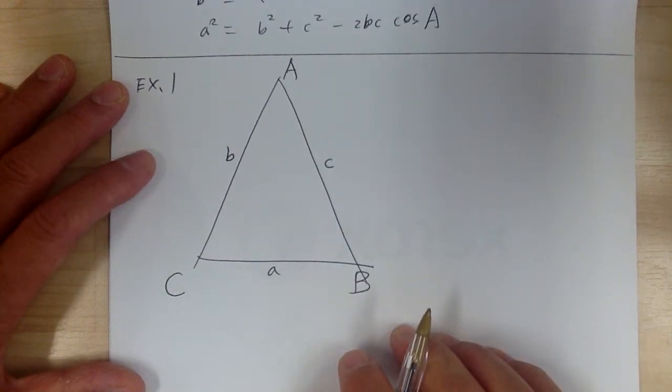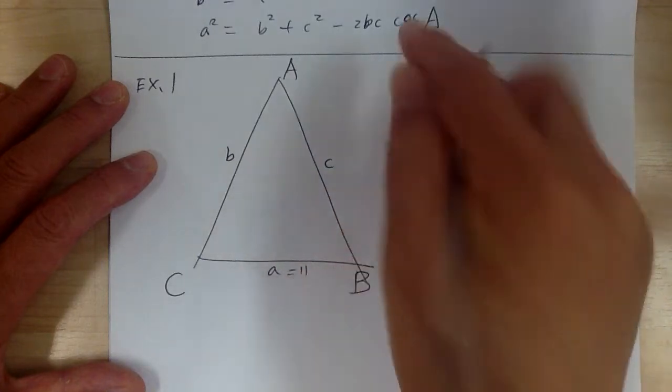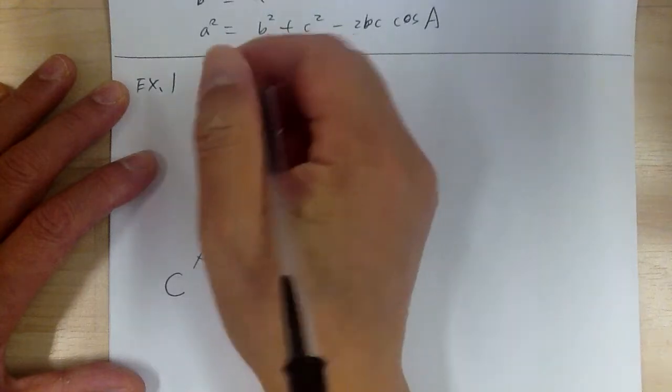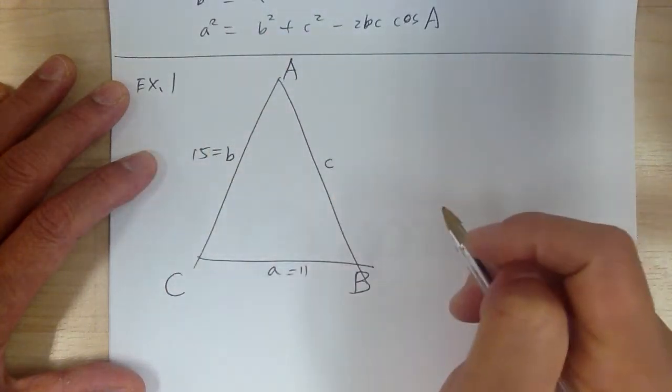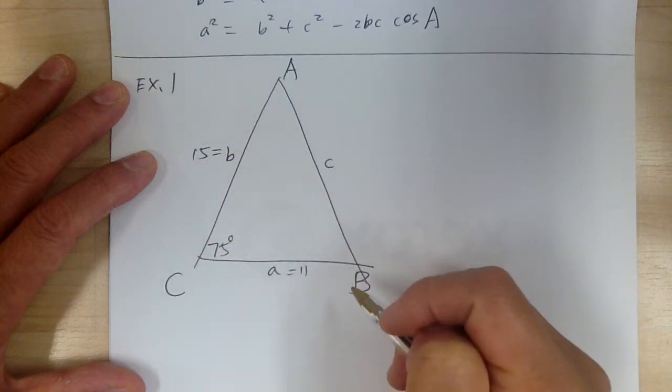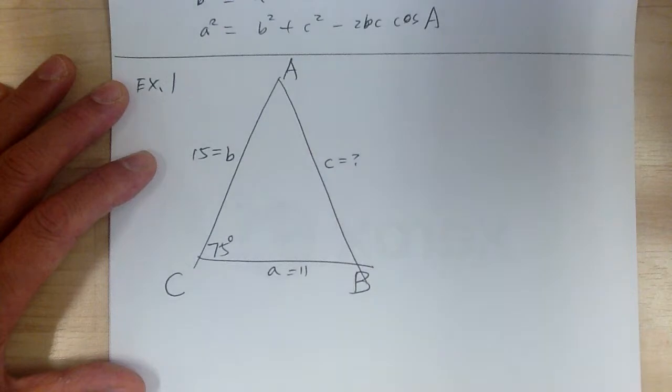So it tells you in triangle ABC, a is equal to 11. Again, draw your triangle big, so you got room to label all the stuff. b equal to 15. And angle C equal to 75 degrees. And you want to find the c. Okay, that's what you're looking for.